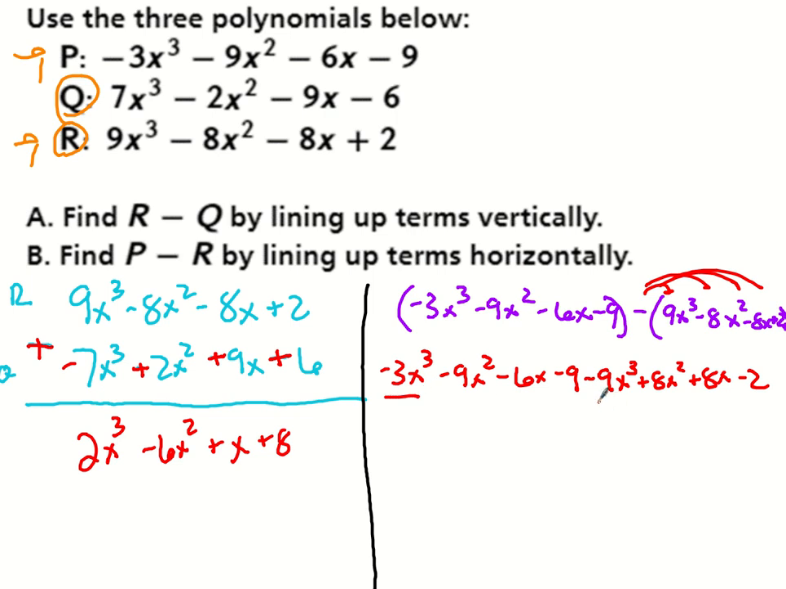Let's combine my cubes first. So I got negative 3, negative 9, that makes negative 12x cubed. I'm going to cross those off. Squared, negative 9x squared, positive 8x squared, so that's going to give me negative x squared. Those are gone. Negative 6x, positive 8x is positive 2x. Those are gone. Negative 9, negative 2 is negative 11. And I'm done.